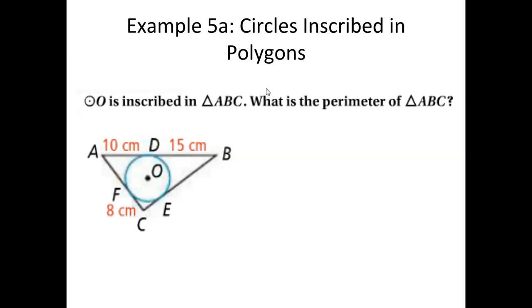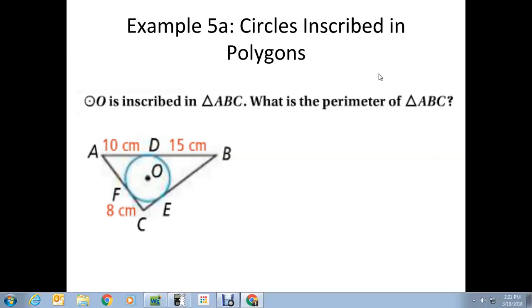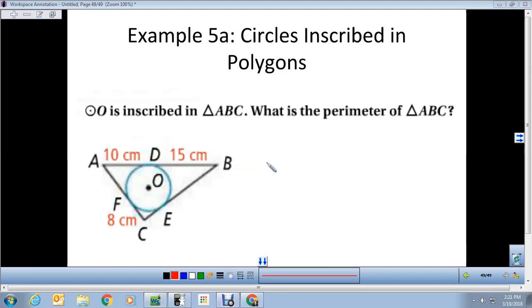In example 5a, circles inscribed in polygons. Circle O is inscribed in triangle ABC. What is the perimeter of triangle ABC? In order to find the perimeter, we take the length of AB plus the length of BC plus the length of AC. Now we know the length of AB is going to be 10 plus 15. We add these two together to get 25. So we can substitute 25 for AB.